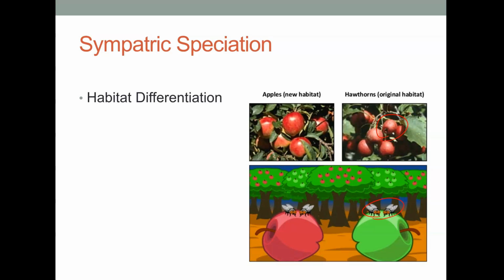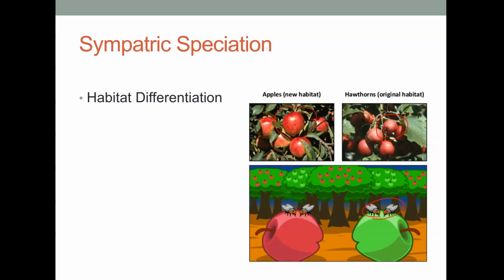Europeans came over and colonized the New World, North America, and with them they brought apples. Apples look a lot like hawthorn, and certainly the fruit does. And so some of these flies started laying their eggs on the apple trees. Well, apples flower and fruit much earlier in the year versus hawthorn. So the flies that laid their eggs on the apples did it a lot earlier.